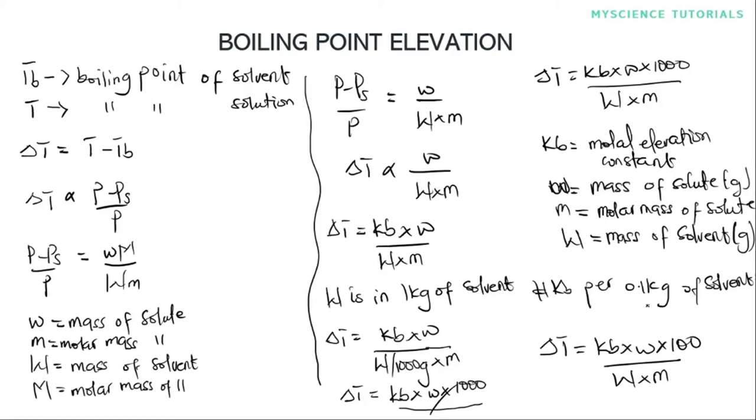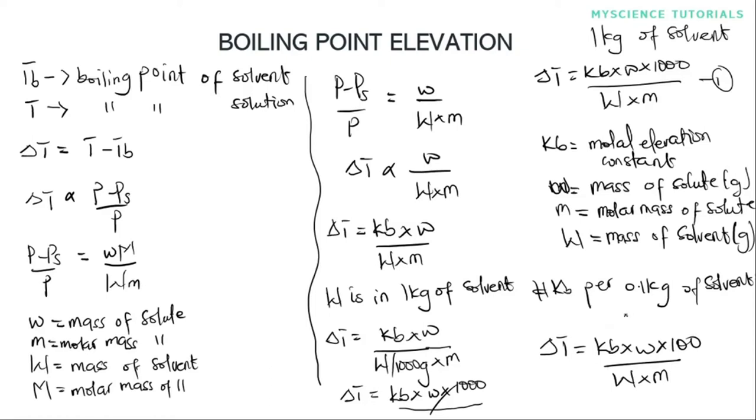But when the question says 0.1 kilogram, we use 100 in the formula. So you need to take note of this: the standard way is 1 kilogram of solvent. If the question did not say 1 kilogram, you use this formula. If it states this, you also use it. But when the question says 0.1 kilogram, which is 100 grams, we use this formula.